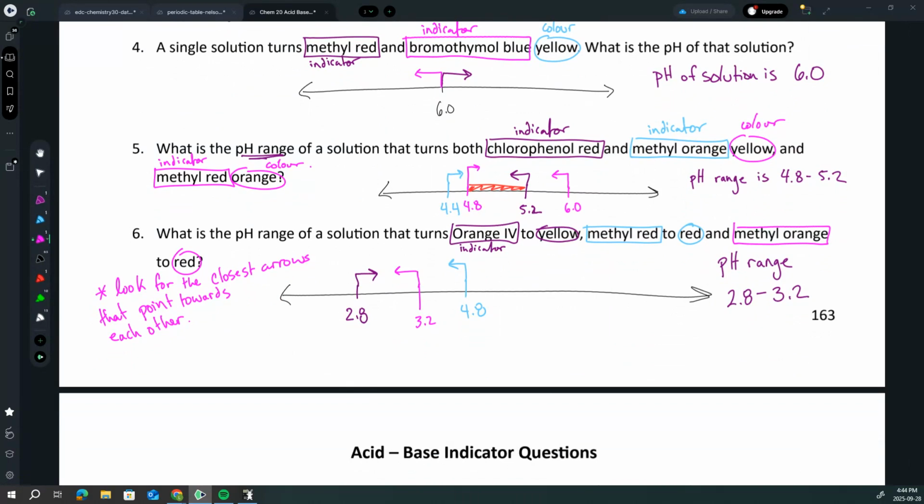Okay, so for questions like these, for your answers, I would expect you to show your number line as well as your statement as to either what the pH of the solution is or what the pH range is.